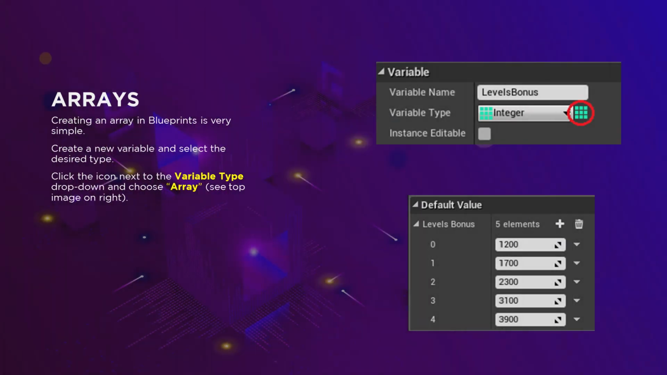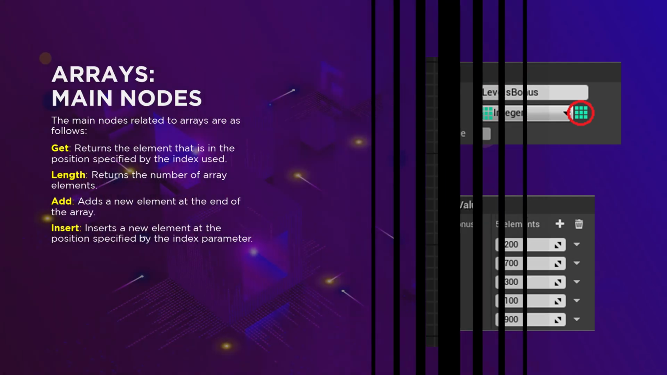Creating an array in Blueprints is very simple. First, create a new variable and select the desired type. Click on the icon next to the variable type dropdown and choose Array. See the top image. After compiling the blueprint, it is possible to fill the array elements with default values as shown in the bottom image.